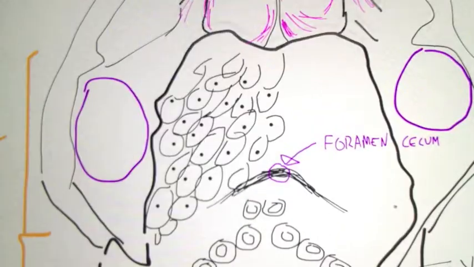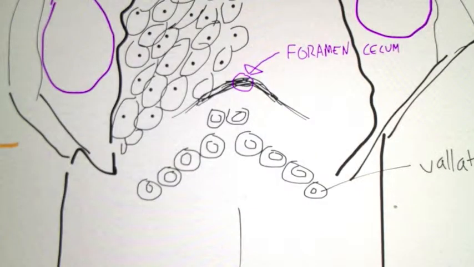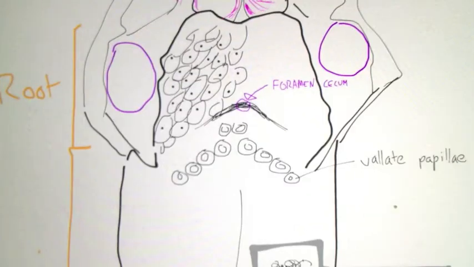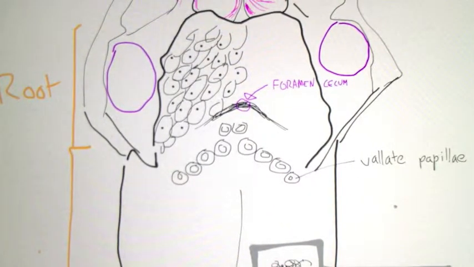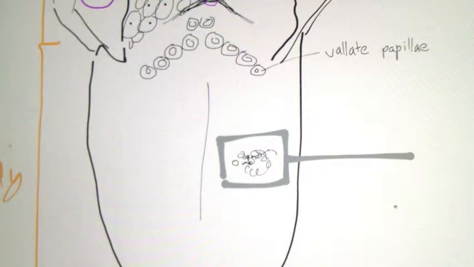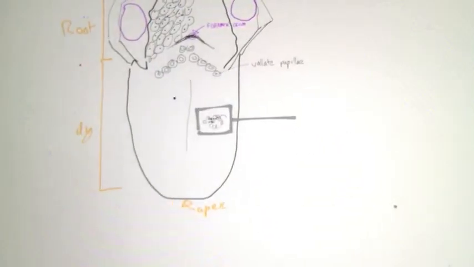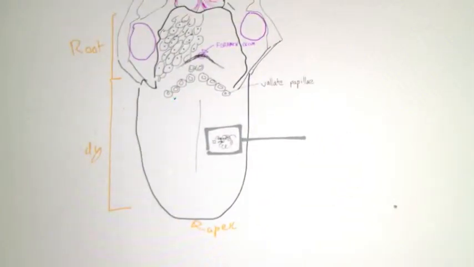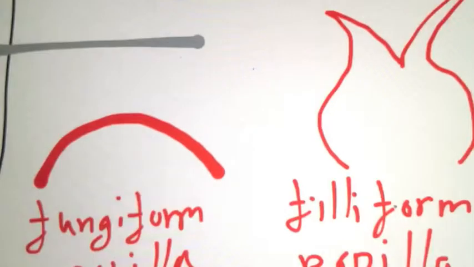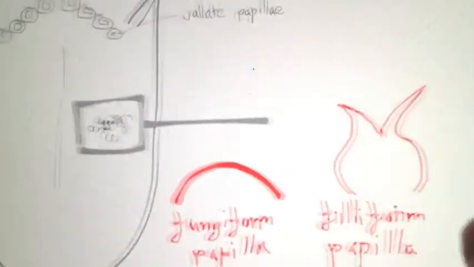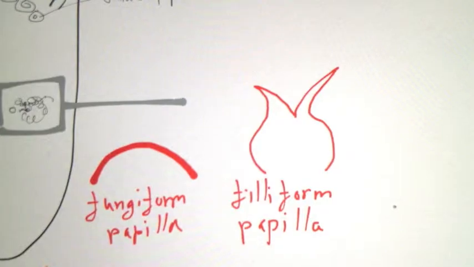On the front of the sulcus are these vallate papillae, which are these things here. And then on the more anterior parts of the tongue, you can actually see the fungiform papillae and the filiform papillae. The difference between these is that the fungiform papillae are rounded at the top, whereas the filiform papillae are kind of pointy at the top.